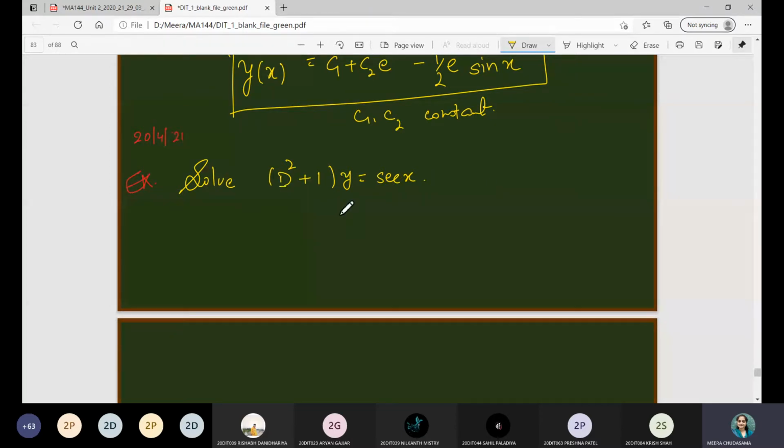Can I give you 5 or 7 minutes? Do you want to try this example by yourself? Yes, ma'am. So do it so that you can have confidence about this method. First consider the homogeneous part, then the auxiliary equation, then yc, the complementary function. Once you get the complementary function, please verify it with me. Then go for the particular integral.